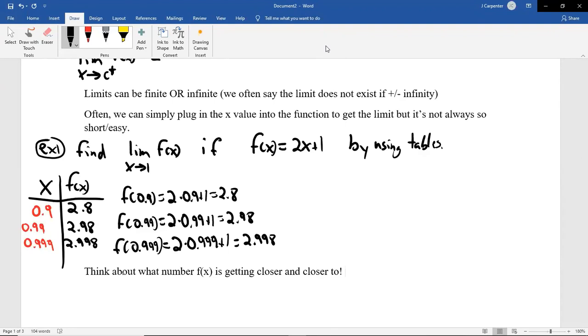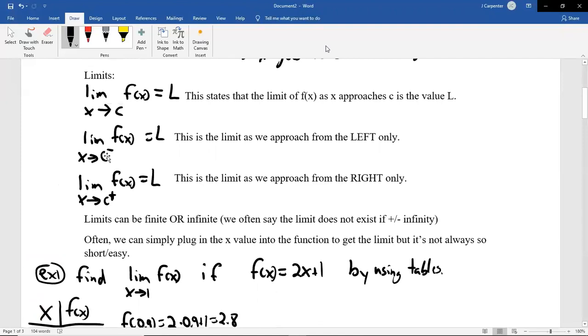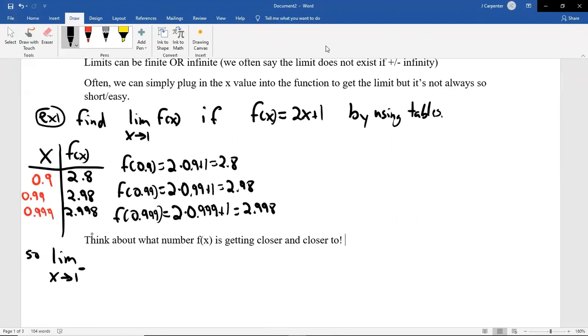So the limit as x approaches 1. Now this is not the entire problem, this is only half the problem, because 0.9, 0.99, 0.999, this is from the left of 1. So earlier we had left and right side limits. What we are currently showing is the left, because we're using numbers to the left of 1. So I have to put a little minus sign as an exponent saying we're approaching from the left, and our function is equal to 3, because that's the number we seem to be getting closer and closer to.